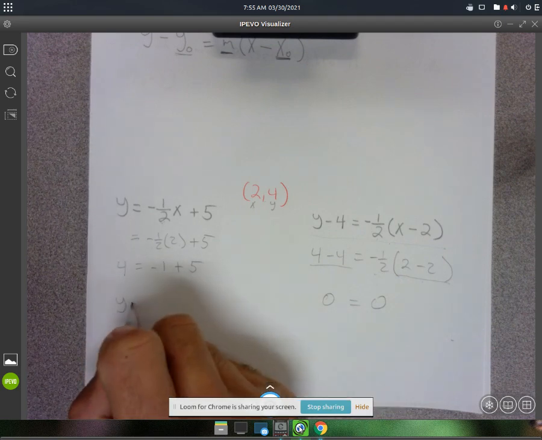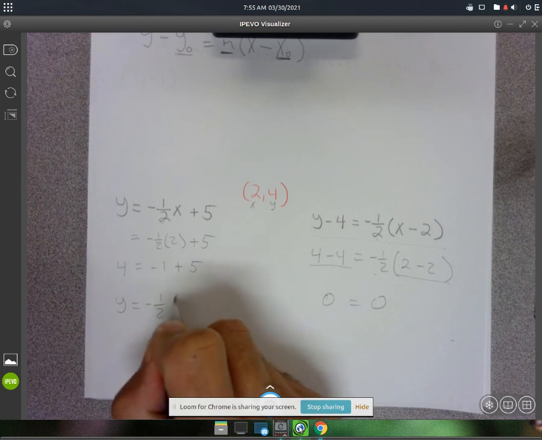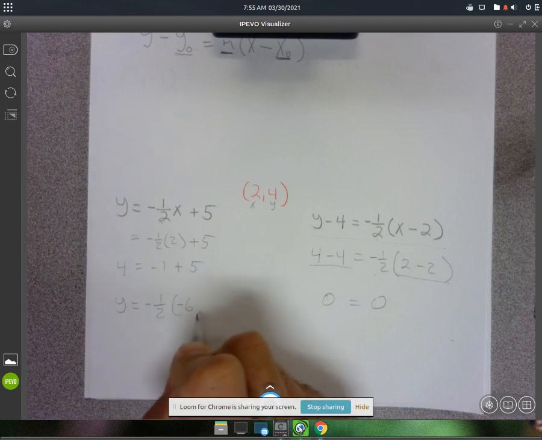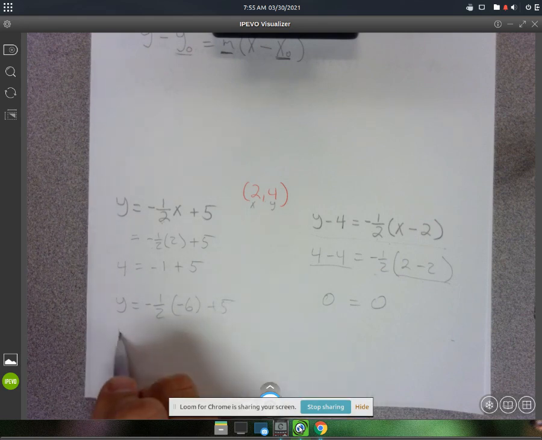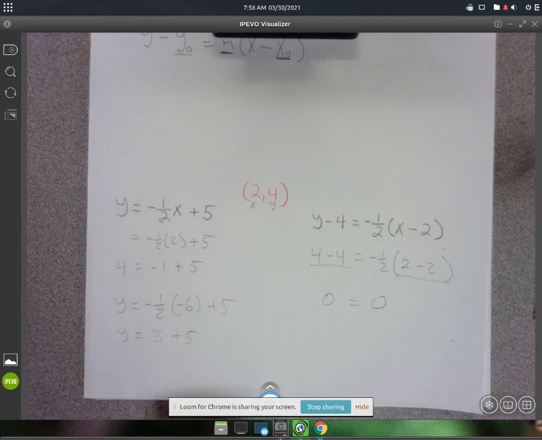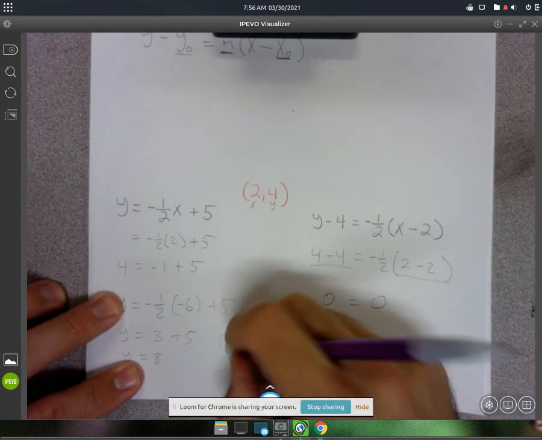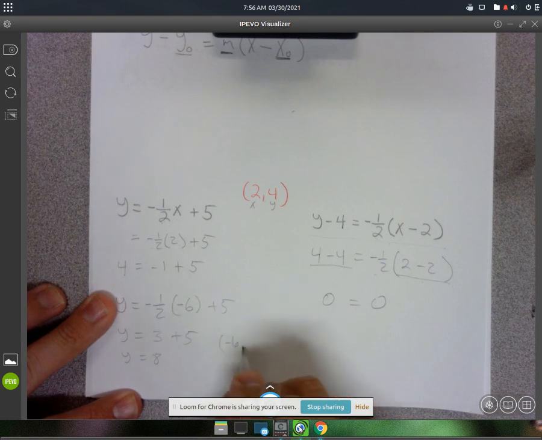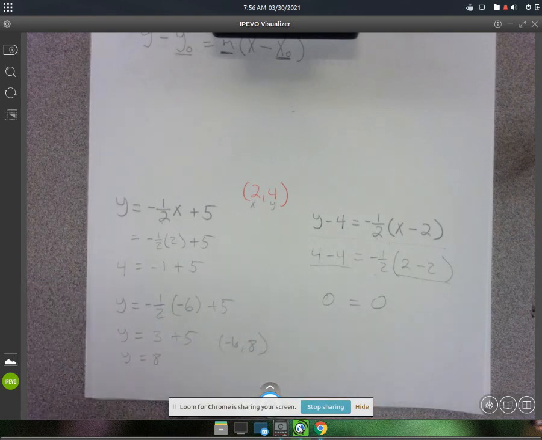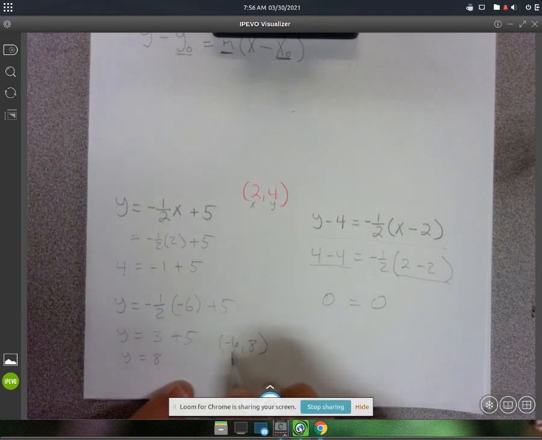Let's pick a different value for x. Let's say I plugged in negative 6. Okay, let me crunch these numbers here. Negative 1/2 times negative 6, that's going to be 3. 3 plus 5, that gives me 8. All right, so whenever x is equal to negative 6, the y value is equal to 8. That was just picking a value for x, and I got a value back for y.